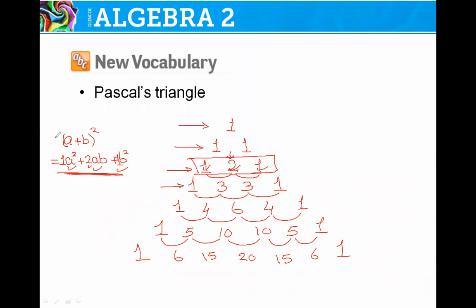We get the answer of the perfect square trinomial. First its coefficient is 1, and here the coefficient is 2, and here the coefficient is 1. From the Pascal triangle, we get 1, and we get here 2, and we get here 1.